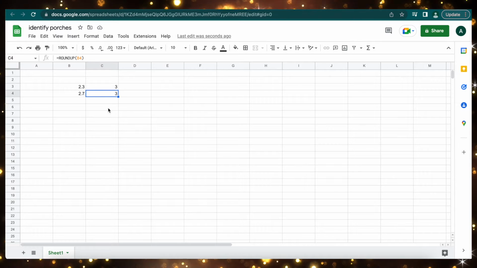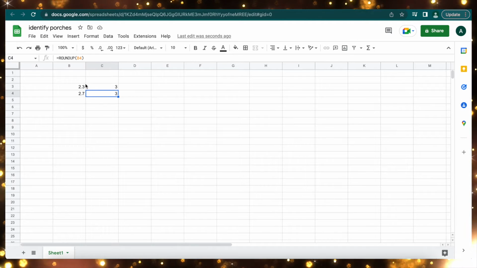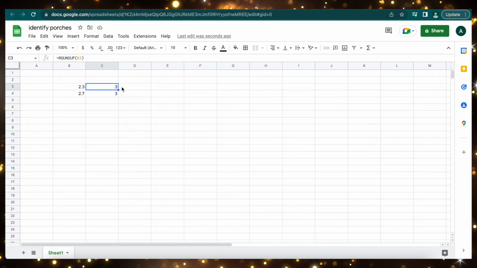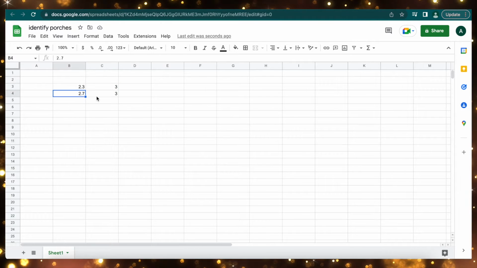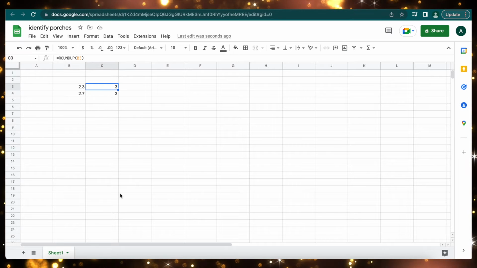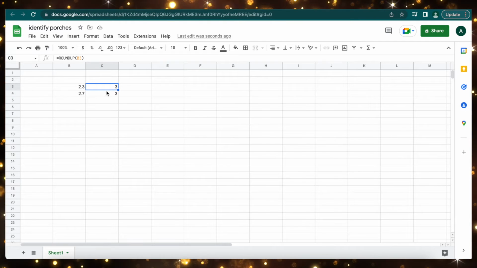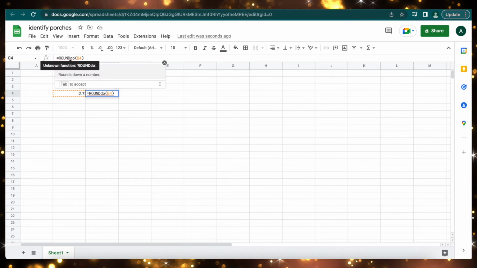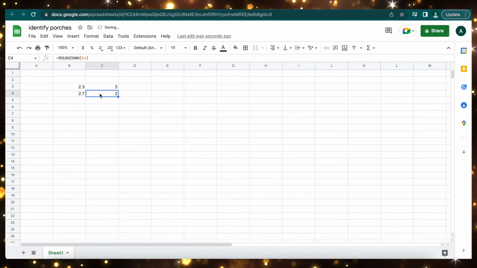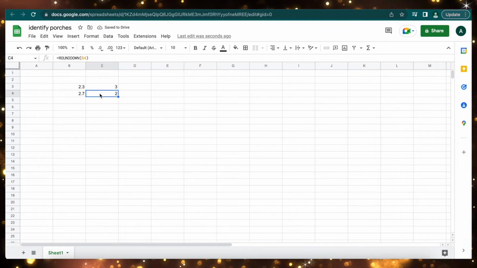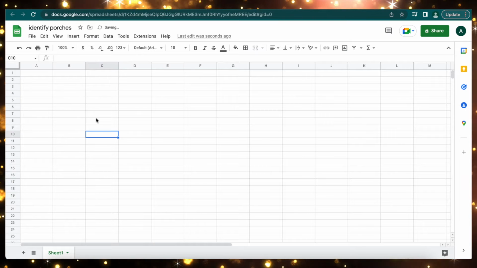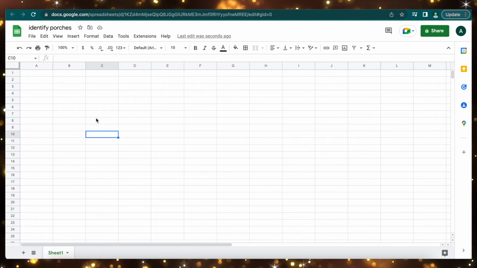So in that situation we see that this number was increased to 3 and that also was increased to 3. So we rounded it up. But if we change that formula to ROUNDDOWN, enter, we round it down. But let's try to use some real situation where it can be used.